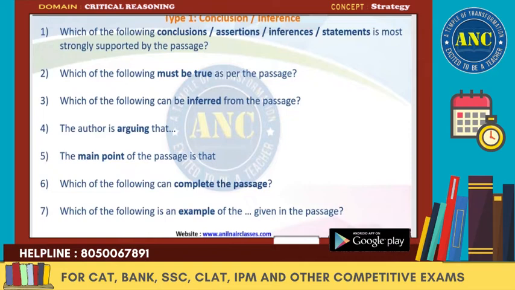The author is arguing that the main point of the passage is that which of the following can complete the passage? Which of the following is an example of the given passage? So you can have your questions stated in any of these manners, especially for type 1, that is the conclusion or inference type of pattern.